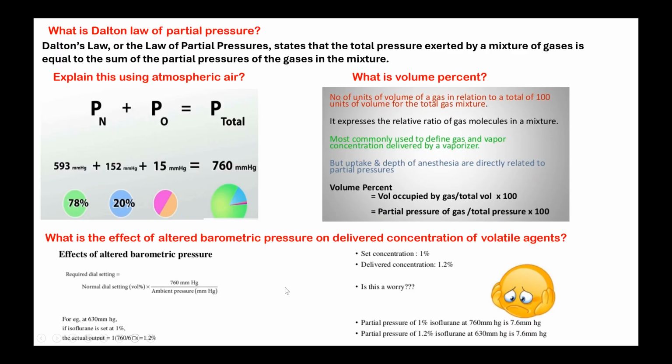And the question they ask you in the examination: will you have to calibrate your vaporizer for usage at a lower atmospheric pressure, in high altitude situations? The answer is no. Even though the delivered concentration will be higher, the partial pressure remains the same. So there is no need to calibrate the vaporizer at a higher altitude where the ambient temperature will be low.